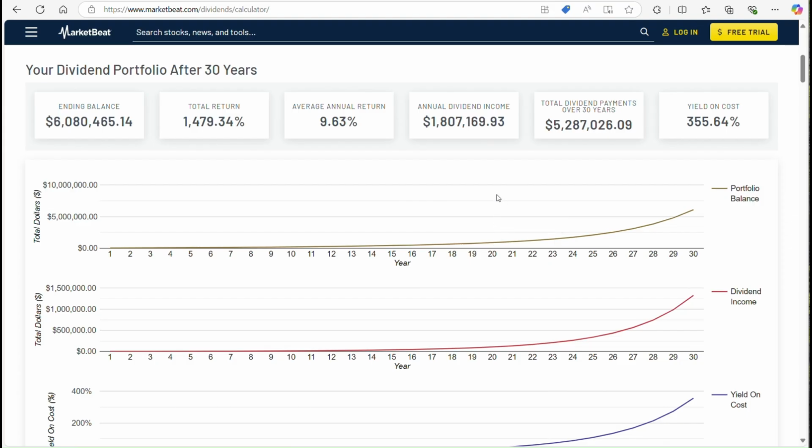But at this point, our average annual return is about 9.63%, and our total return over the 30 years is almost 1,500%, which is insane.